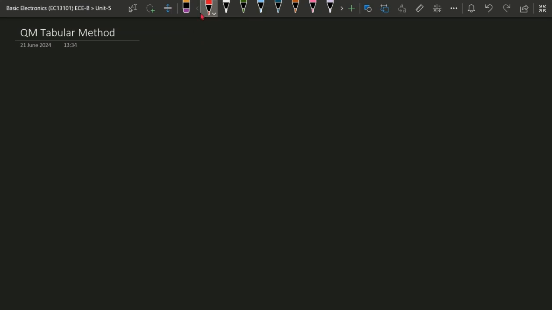So in the previous classes, we have gone through the gate level minimization by using K-map. The next method that we will be looking at is the QM tabular method. Here QM stands for Quine-McCluskey method. So Quine-McCluskey, that is the QM tabular method.